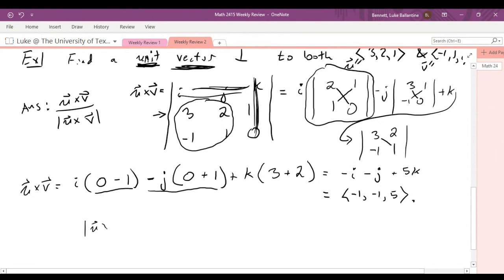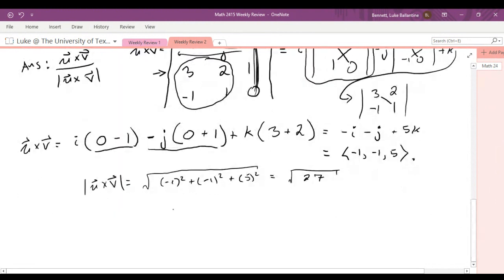First, let's calculate the magnitude of U cross V. The magnitude of U cross V is the square root of each component squared: negative 1 squared plus negative 1 squared plus 5 squared. So this is the square root of 25 plus 1 plus 1, which is 27. Thus, U cross V divided by the magnitude of U cross V is equal to negative 1 over root 27, negative 1 over root 27, 5 over root 27.